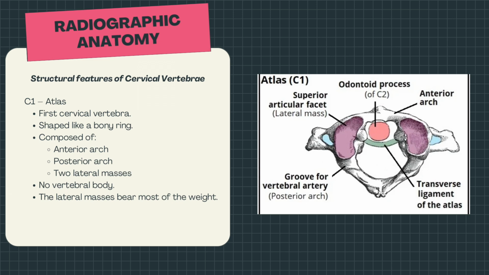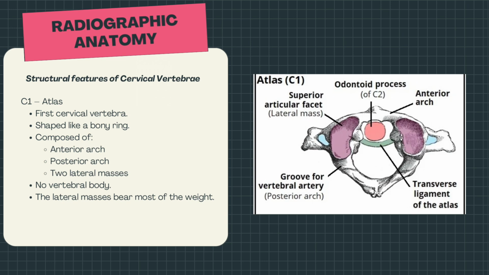Radiographic anatomy of the C1 vertebra, also known as the atlas, is the first cervical vertebra of the spine, and plays a crucial role in supporting the skull. The key feature of C1 is the ring-shaped bone, with no vertebral body or spinous process, composed of an anterior arch, posterior arch, and two lateral masses. It supports the skull by articulating with the occipital condyles of the head, forming the atlanto-occipital joint. C1 function is to provide stability and mobility to the head, and protects the upper spinal cord and vertebral arteries.